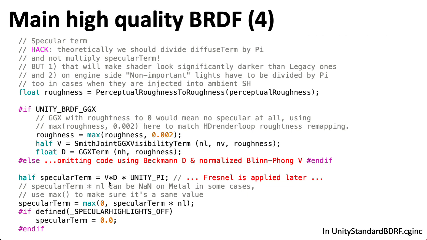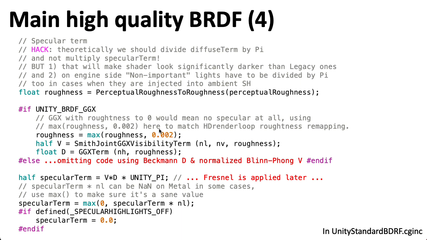Okay, for their actual Cook-Torrance, the distribution term is GGX. The visibility term is this special GGX. This is not the one with the square root in the denominator. It's the one where it has the GGX kind of form. I do notice that they limit the roughness to be at a minimum of 0.002.